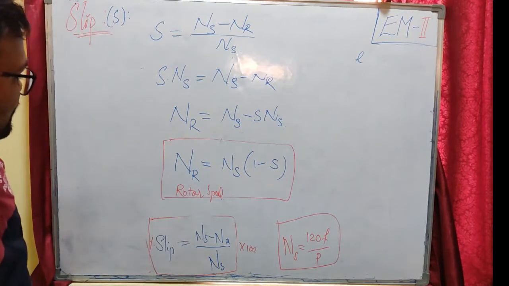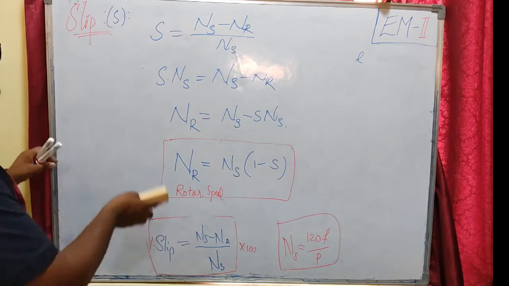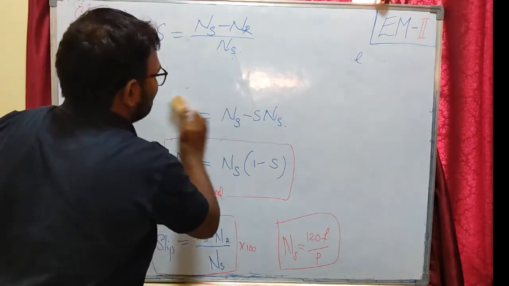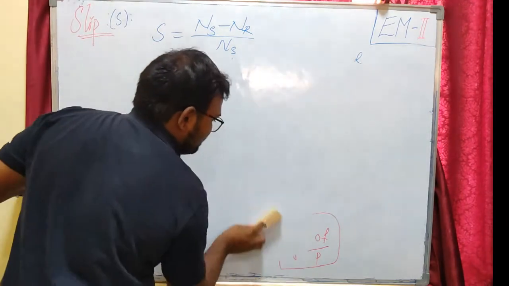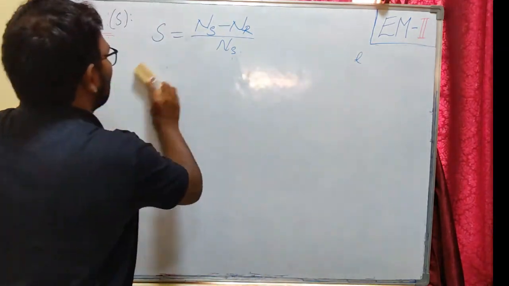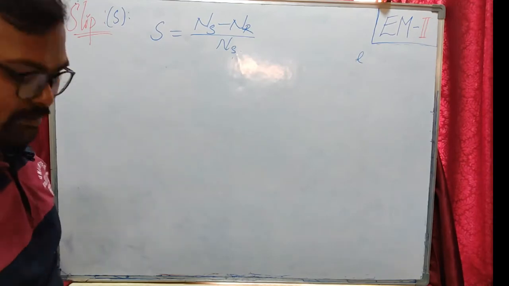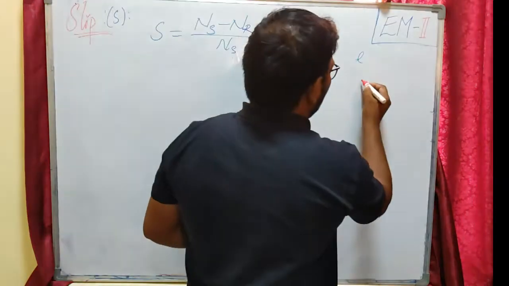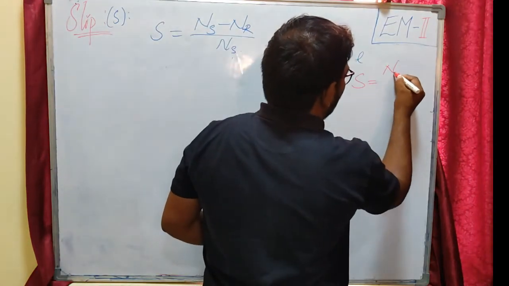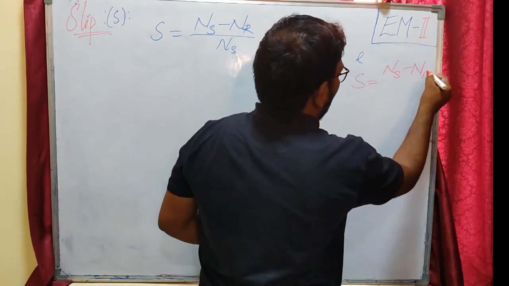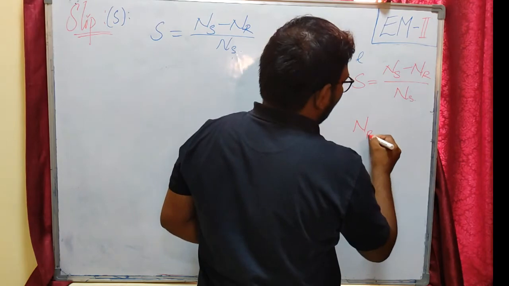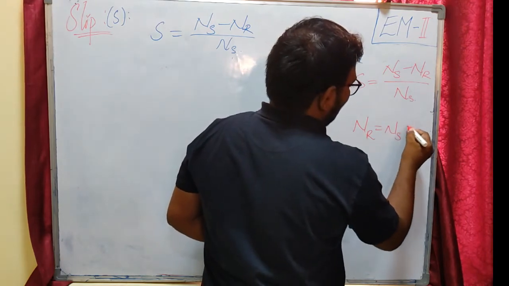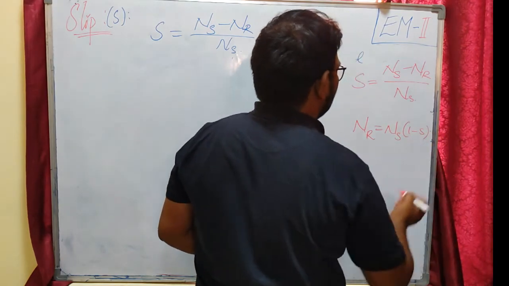Now we are going to do some problems based on this expression. Let us do some problems. So I am going to write down the expressions here. Slip equal to (ns minus nr) by ns, and nr equal to ns into (1 minus s).